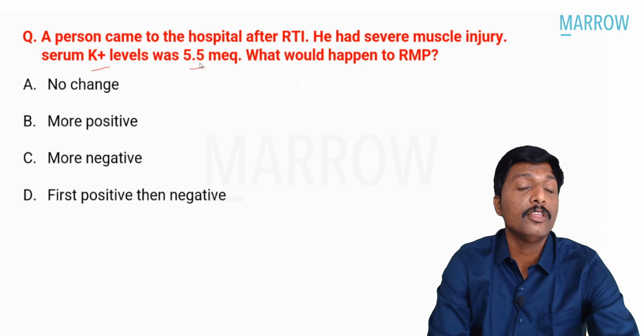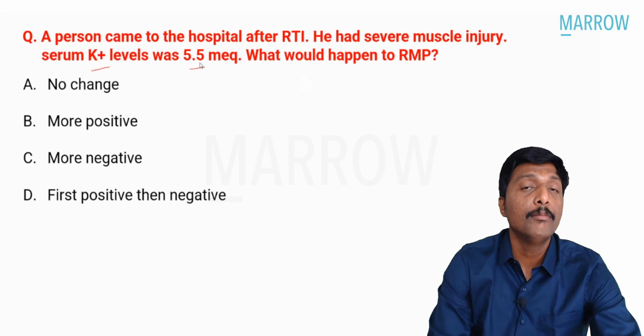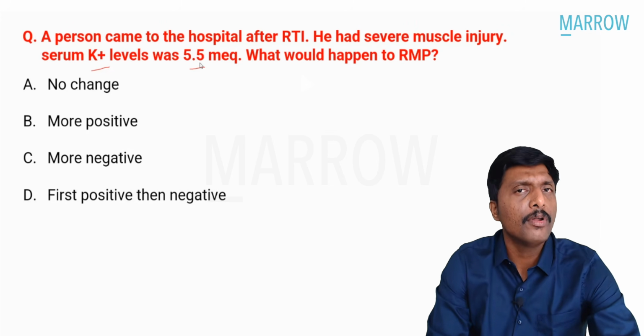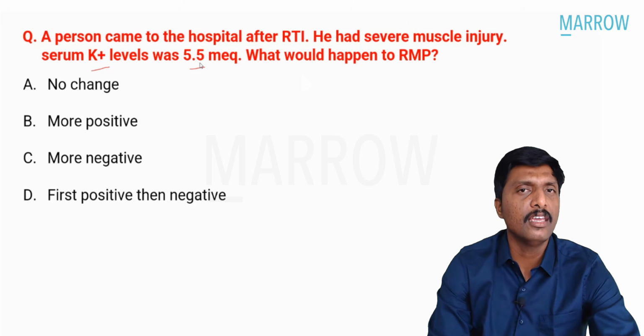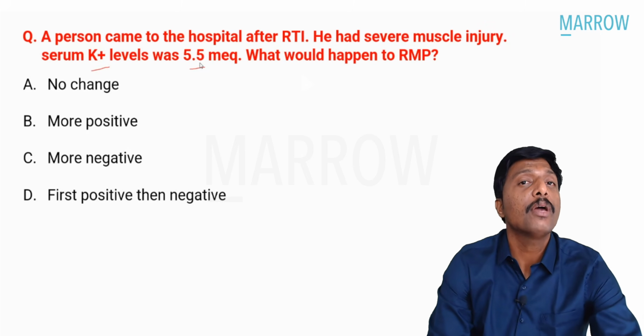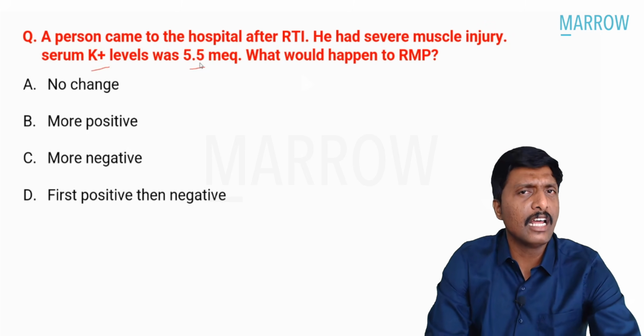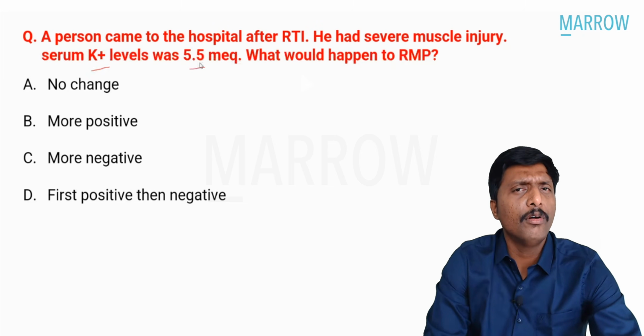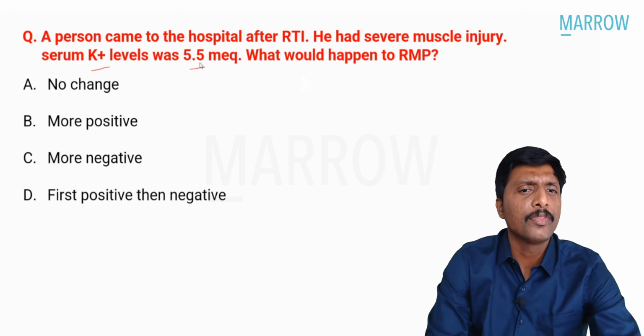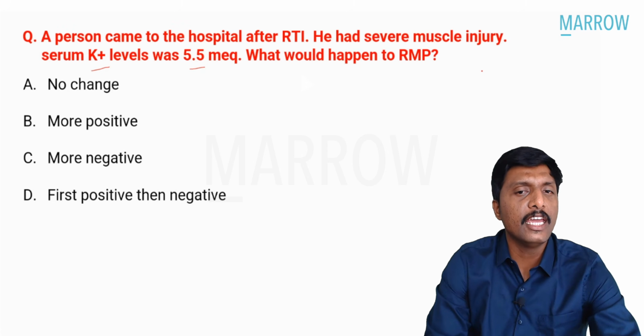So rather than seeing this as an MCQ, remember guys, you have a very important job here. Whenever you see hyperkalemia, please be very careful. Wherever you are working, hyperkalemia is a serious medical emergency. You need to tackle this. You need to have the skills to tackle this. Rhabdomyolysis, for example, and a lot of things can lead to hyperkalemia. A person came to hospital after an RTI. He had severe muscle injury, potassium leakage, hyperkalemia. What would happen to RMP?